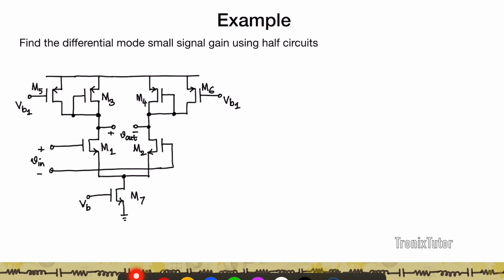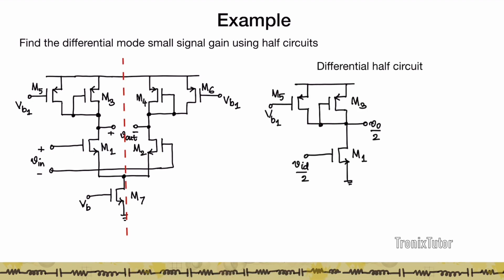Let's look at one last problem. Find the differential mode small signal gain again using half circuits here. Again you see that you have 7 transistors here, but the goal is to start looking at the line of symmetry. The line of symmetry passes right there. In differential mode this node is going to go to virtual ground, which means you don't need to worry about M7. So all you're left with is this M1 transistor and these two PMOS transistors M5 and M3. One is in saturation, one is a diode-connected transistor.